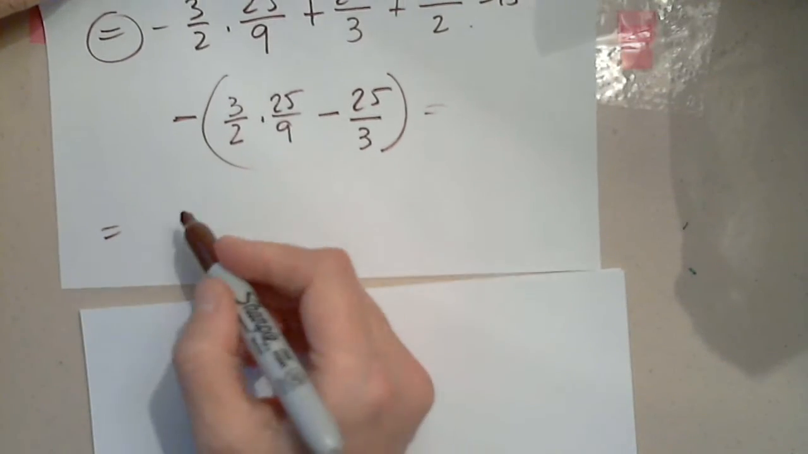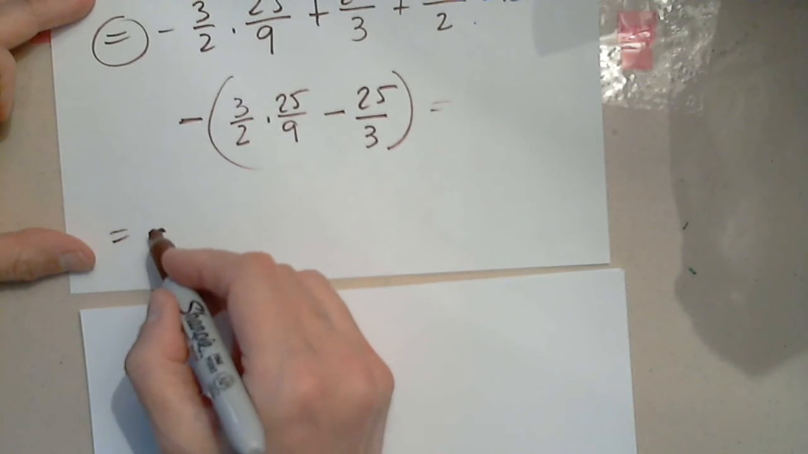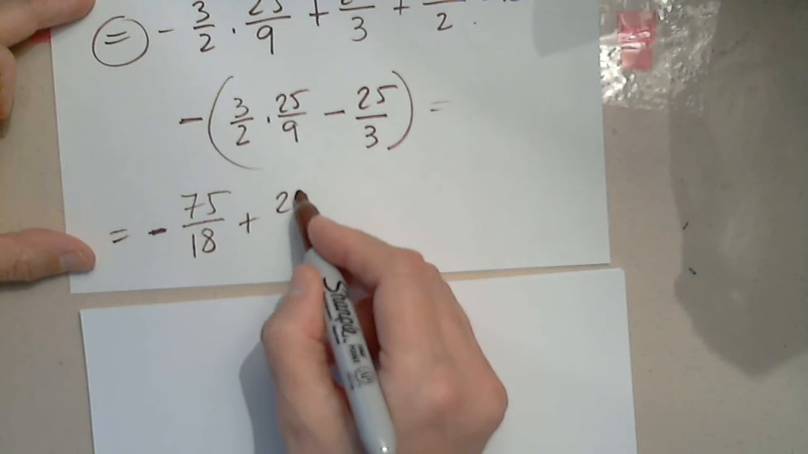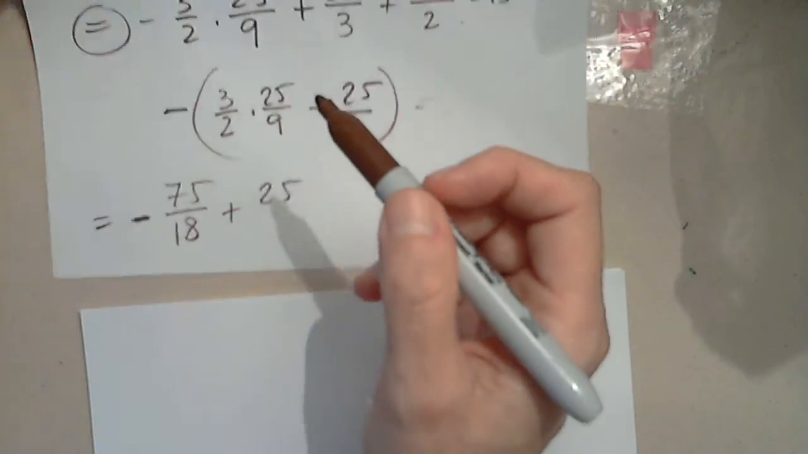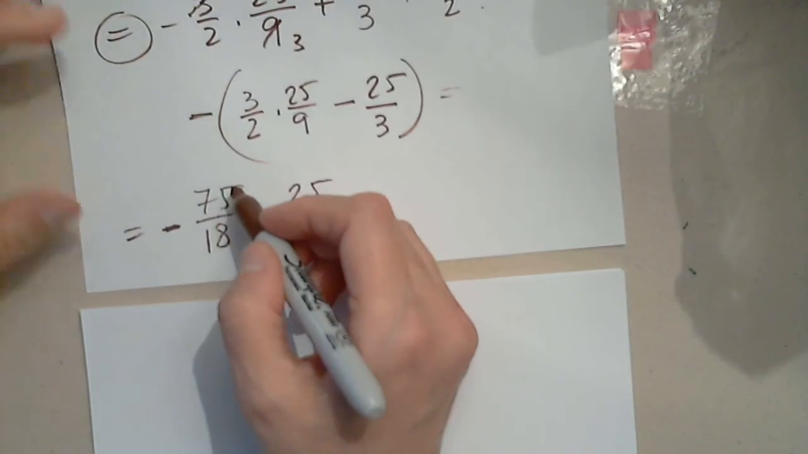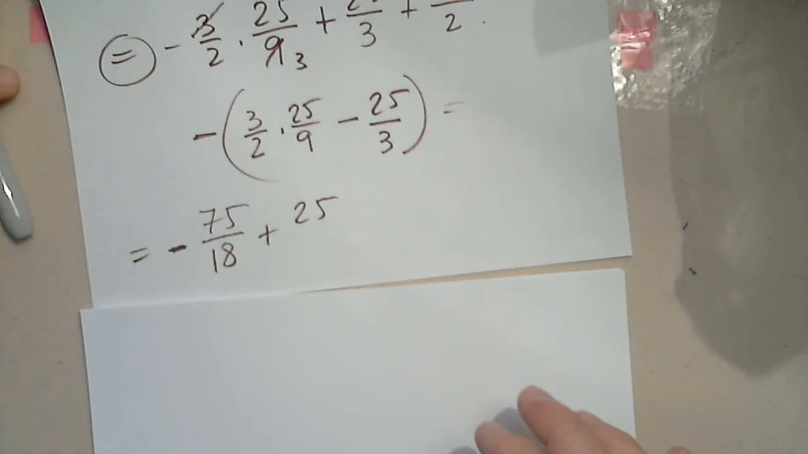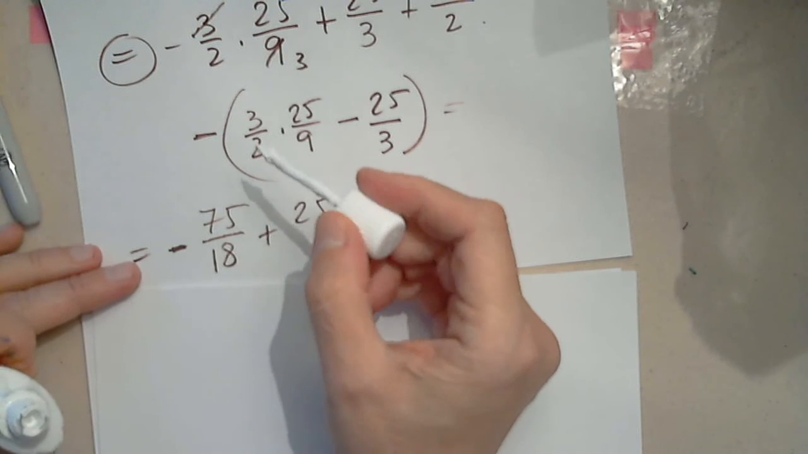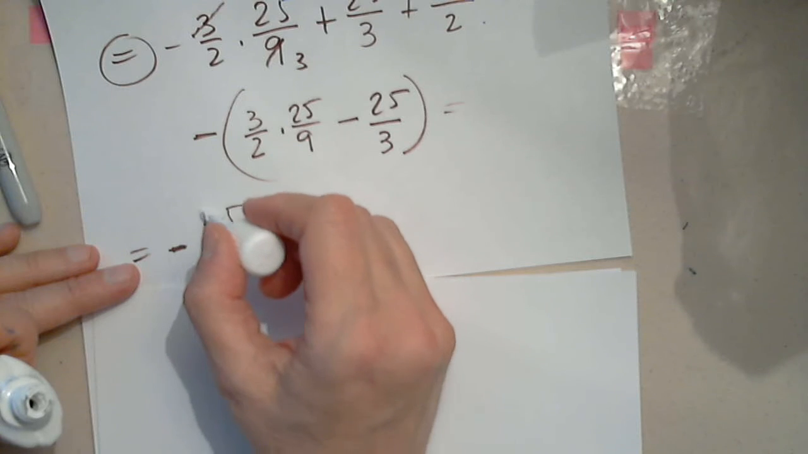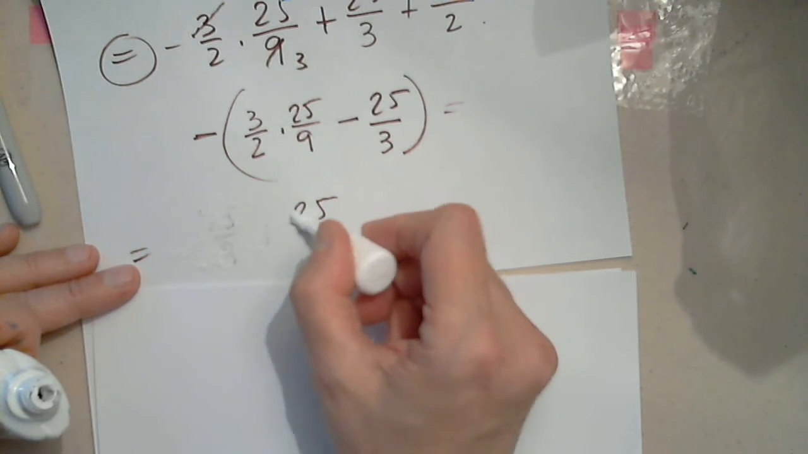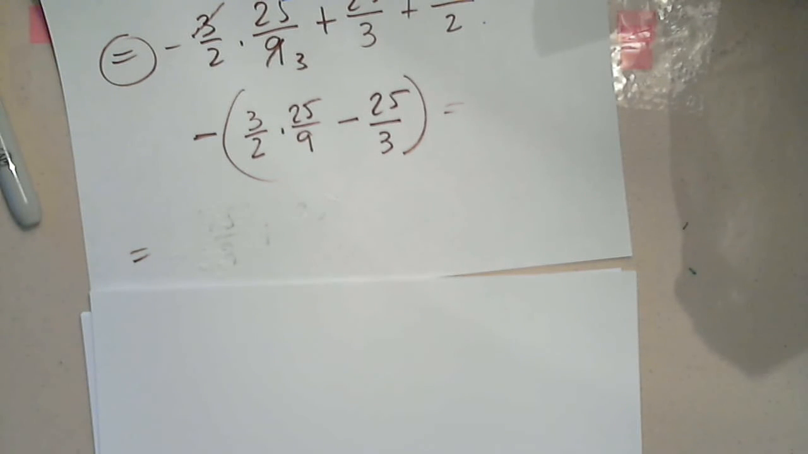Okay, so we have here negative 75 over 18 plus 25. I lost my whiteout. So I want to simplify. Maybe I should just not write anything here and just continue on the next page, not to confuse anyone.